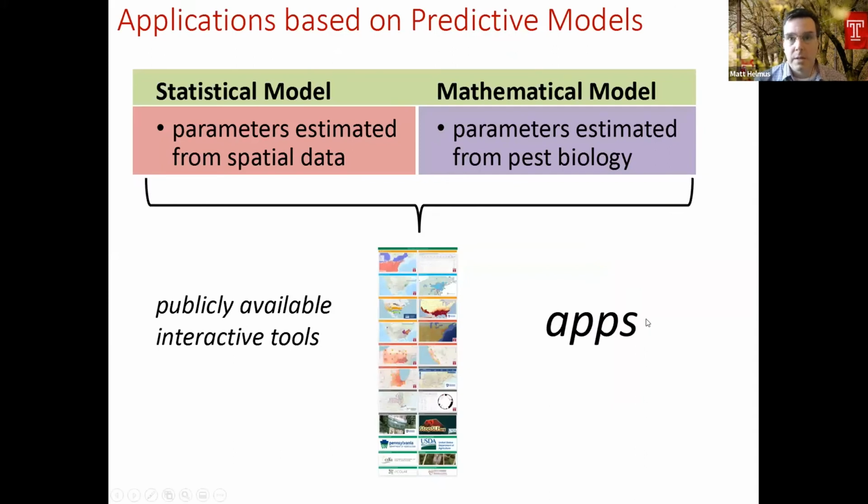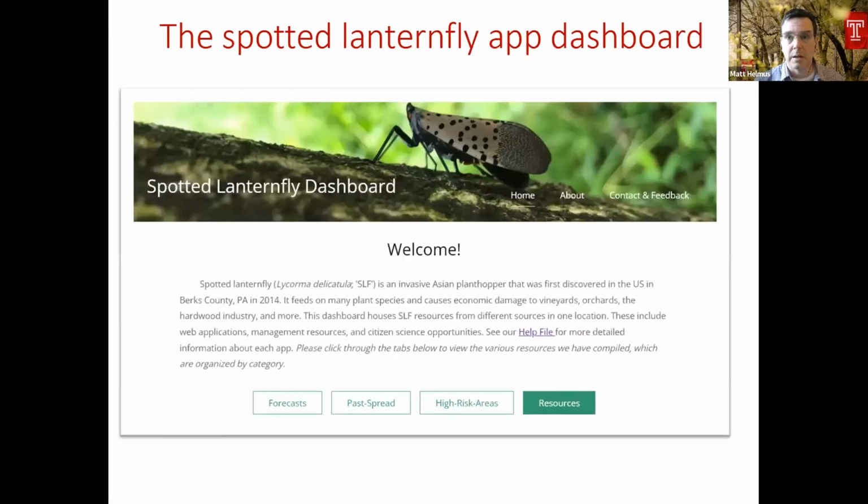So these applications I'm going to show you, they're based on predictive models. There's 2 different types of predictive models that I'll be talking about. There'll be models based on statistics. So these are parameters that are estimated from the spatial data, such as some of the data that Dr. Urban showed you. And then models based on mathematics, first principles models, like E equals MC squared type models. And those are based on parameters estimated from pest biology. Those models then go into the applications that we've developed. These are all publicly available tools that we house on our Spotted Lanternfly app dashboard. You can get to it through the Stop SLF website, and I'll give you the website at the end of the talk.